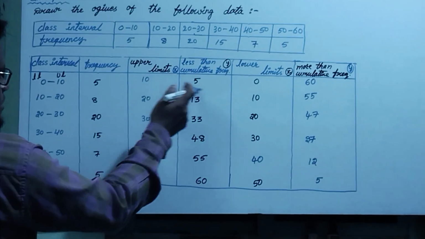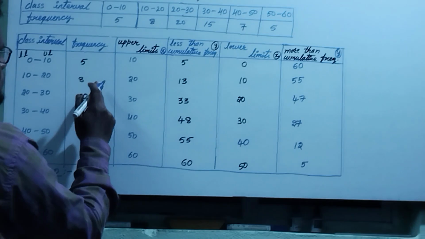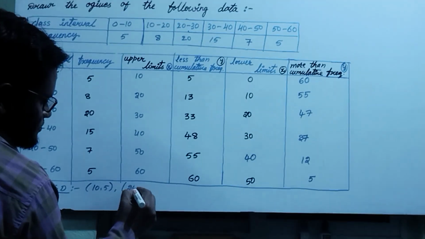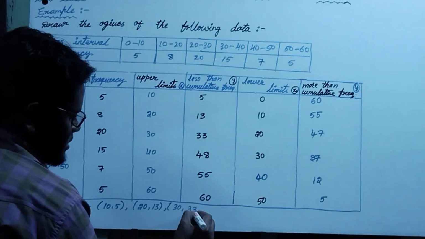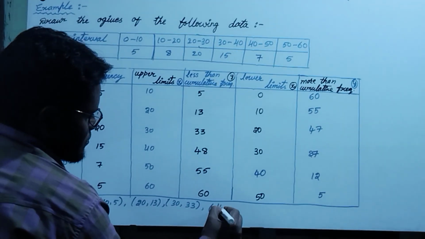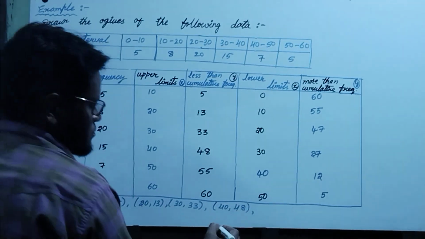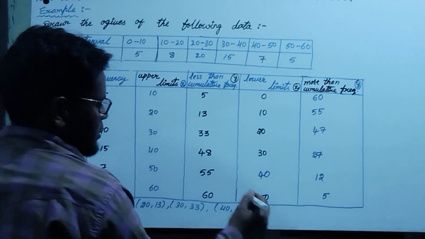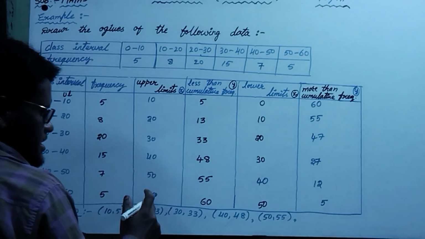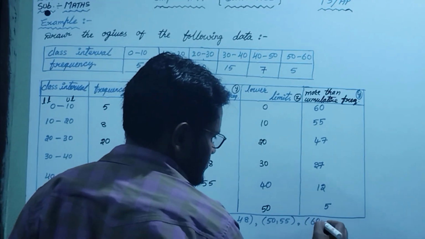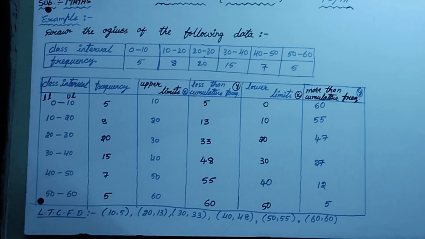Less than, x and y values: 10 comma 5. Then next 20 comma 13. 30 comma 33. Then next 40 comma 48. Then next 50 comma 55. Next 60 comma 60. Finished?